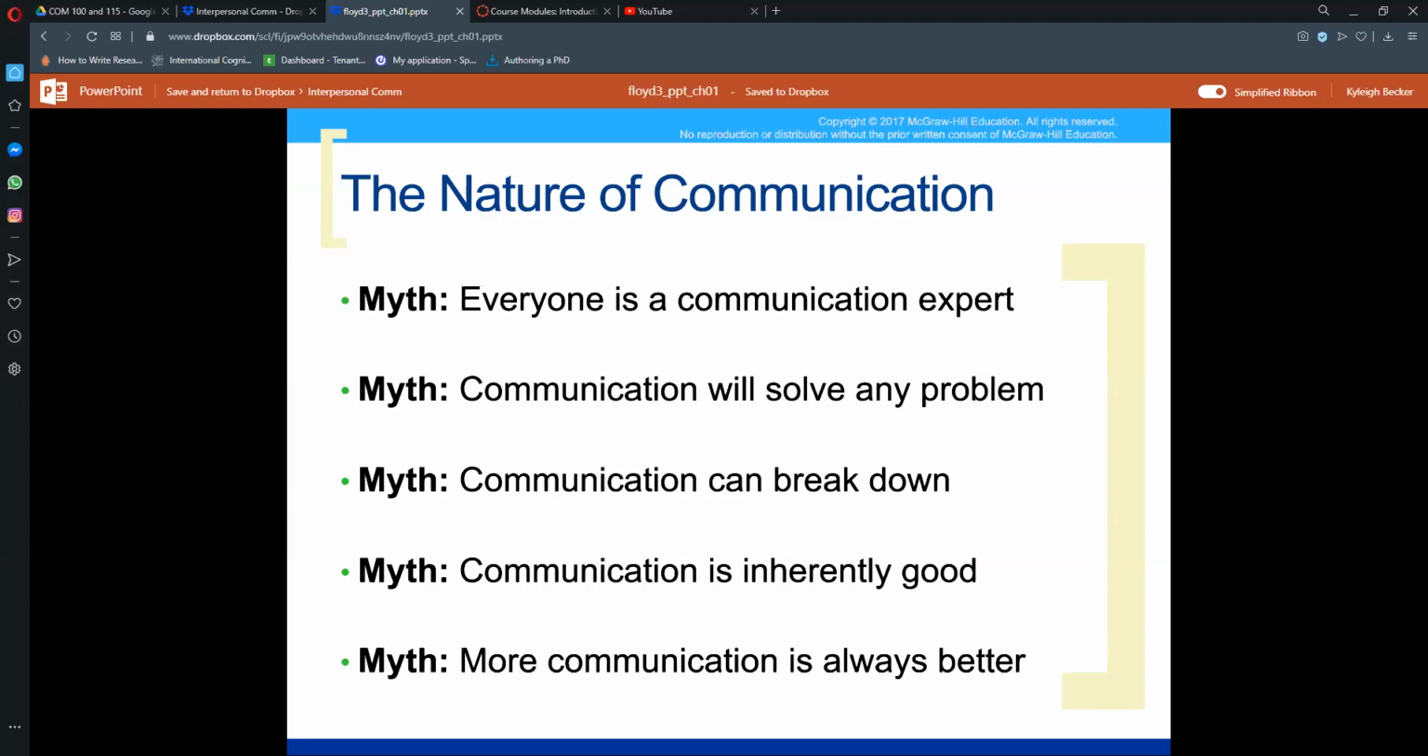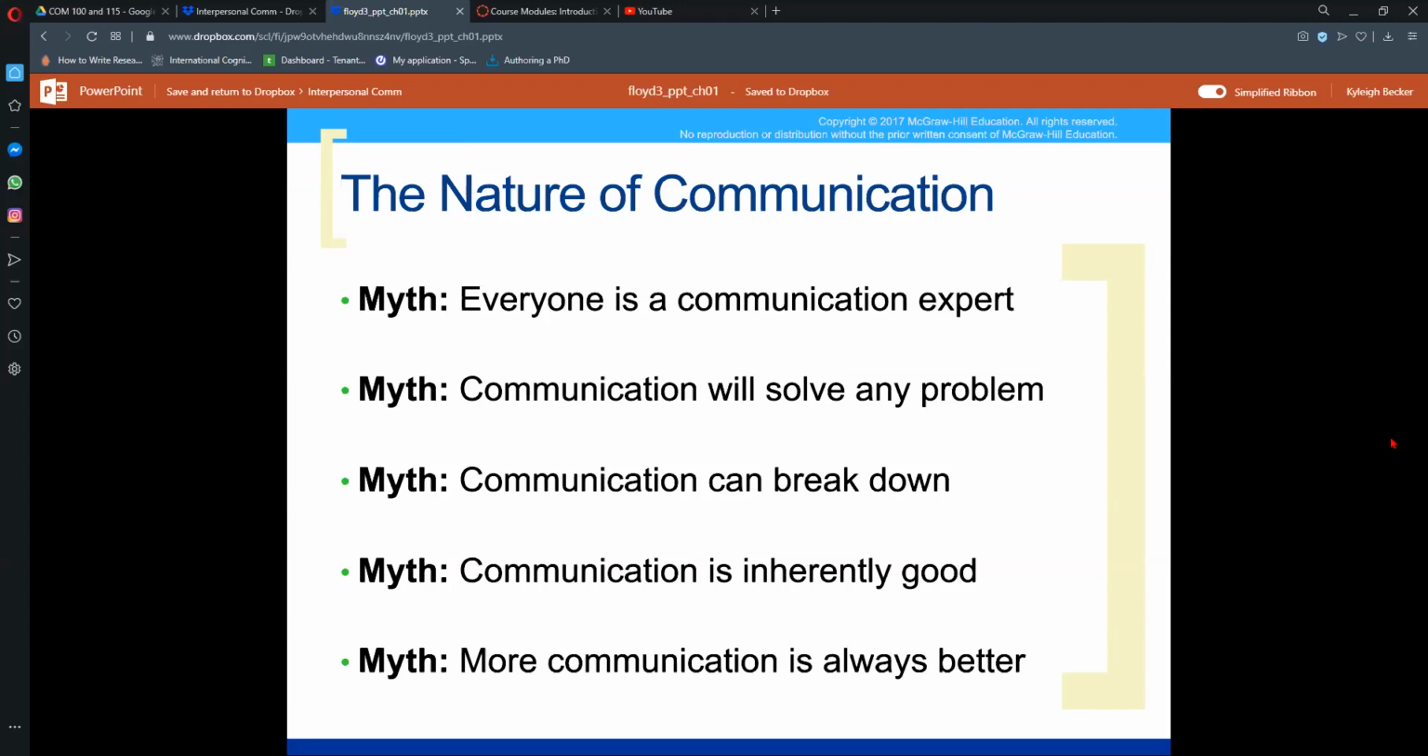Communication is not inherently good. It's neutral. It can be used for good. It can be used for bad. There are great speakers who have convinced people of horrible things. There are great speakers who have changed the world in very positive ways. Communication is just a tool that people can use for good or evil. A kitchen knife is just a tool that you can use to spread butter, or you could stab your roommate with it. A kitchen knife is not inherently good or bad, it just is.